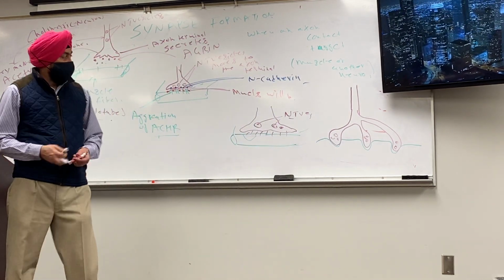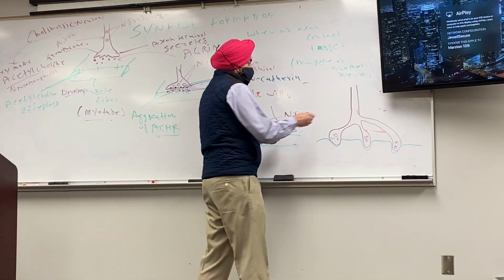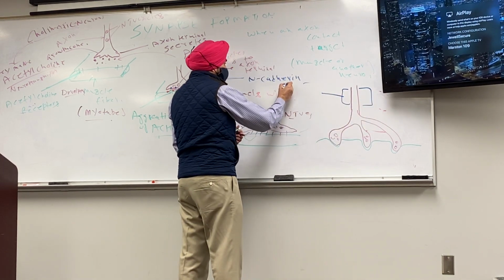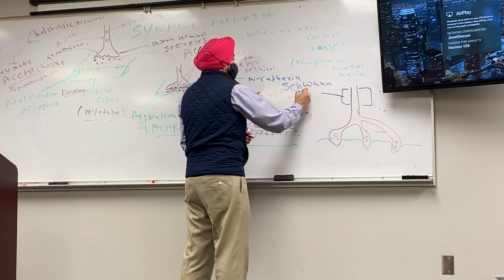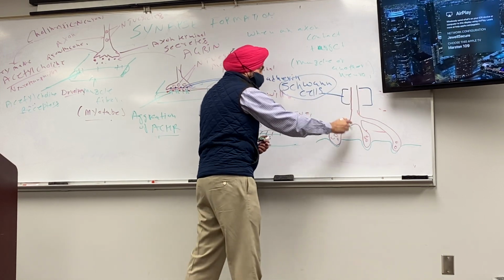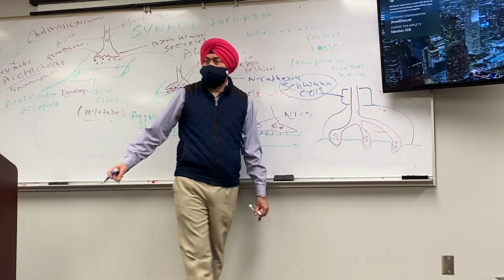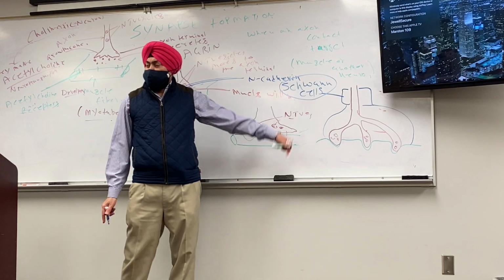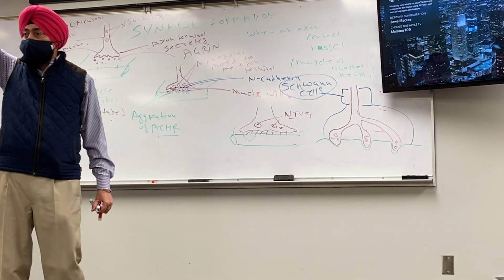Now what happened? After this, another cell comes here. These cells are called Schwann cells. Schwann cells come and they encircle the whole area, and ultimately this whole area is covered. And Schwann cells are also responsible for spreading the myelin sheath around those.